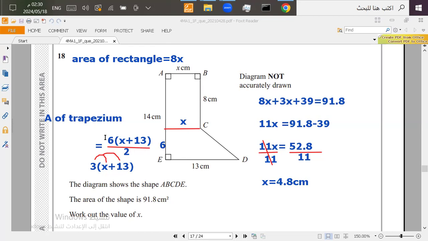I simplified this. 6 divided 2 is going to be 3, and then expanded it inside, which gave me 3x plus 39. I added both of them together to get 91.8, simplified, and found the value of x. And this is how you answer a question like this. Now let's move on to the next question.